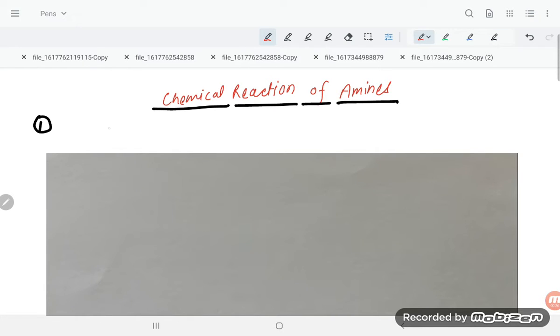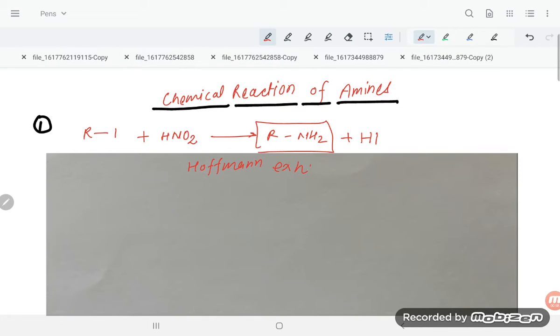We are going for Hofmann exhaustive alkylation. Suppose, students, to prepare this one, we have RI, and we are treating it with HNO2, nitrous acid. So it will give what, students? It will give RNH2, and together it will give HI. This reaction is known as Hofmann exhaustive alkylation. So this is the first reaction.